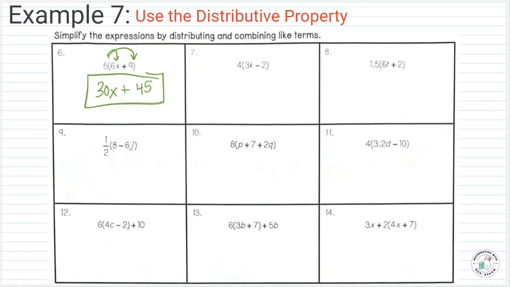So number 7, same idea. 4 times 3k, 4 times 2. 4 times 3k is going to be 12k. Bring down my subtraction sign. 4 times 2 is 8. And there you go. That's your answer.